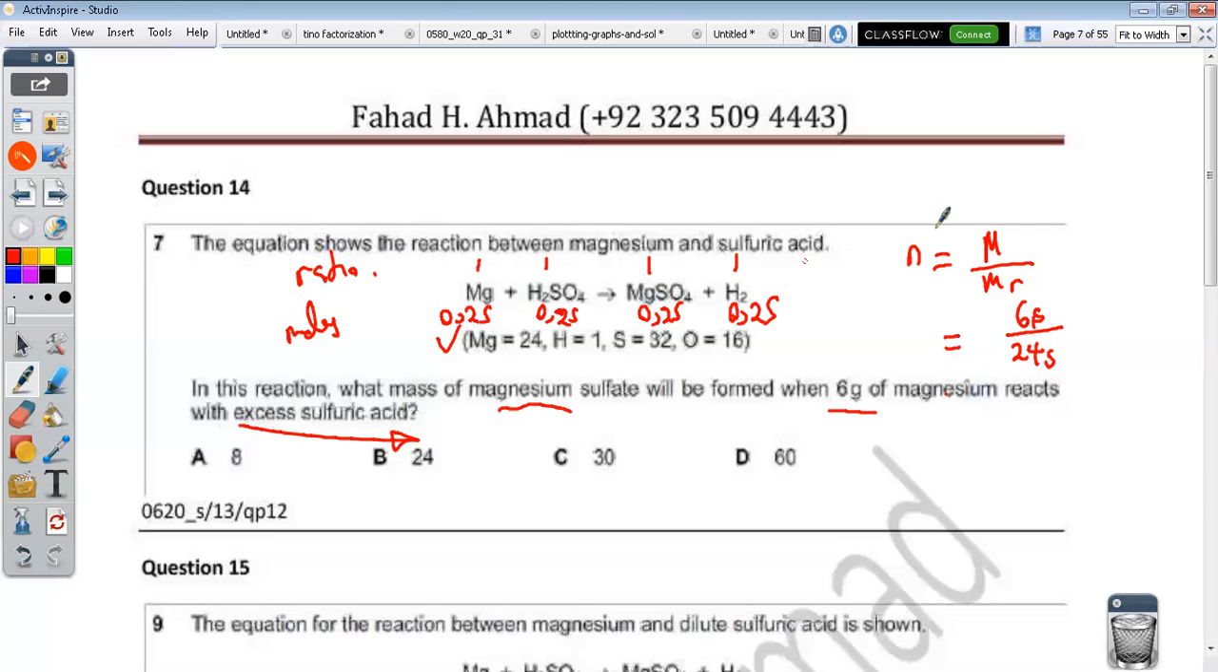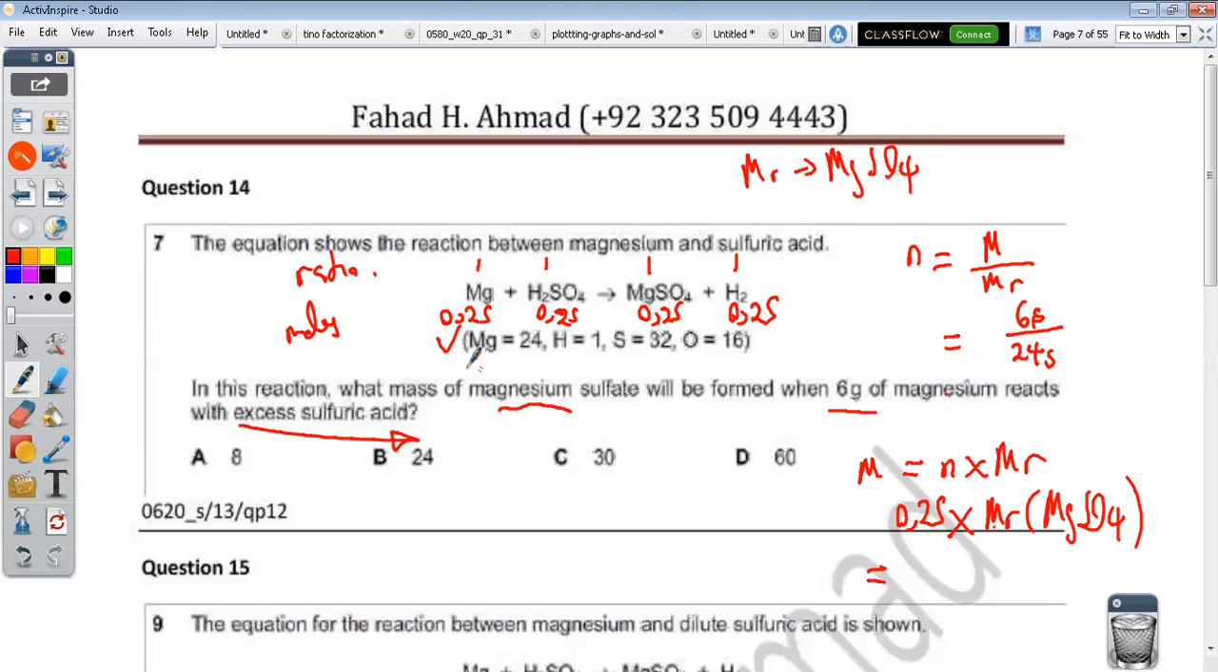Now look at your formula here. To calculate the mass is simply the number of moles multiplied by the MR. So the number of moles of the sulfate produced that we found from the equation is 0.25, multiplied by the MR of the magnesium sulfate. Clear? So we need to calculate the MR of magnesium sulfate, times 0.25. Can you calculate the MR quickly? Don't go to the periodic table because you have everything there. You have the magnesium, the sulfur, the oxygen. Let's do that quickly then.